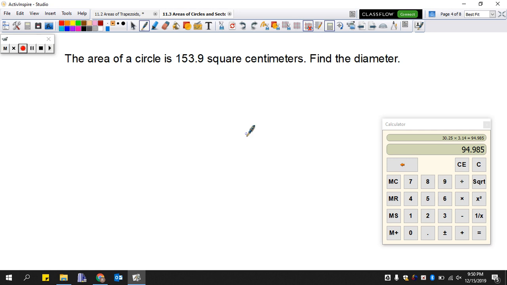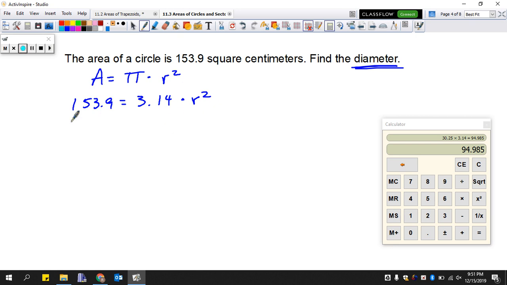Here it says the area of a circle is 153.9 square centimeters, and it wants us to find the diameter. So area is equal to pi times the radius squared. We're going to say 153.9 is equal to 3.14 times the radius squared. We want to find the diameter. We know that the diameter is twice the radius, so we have to initially find the radius and then just double it.